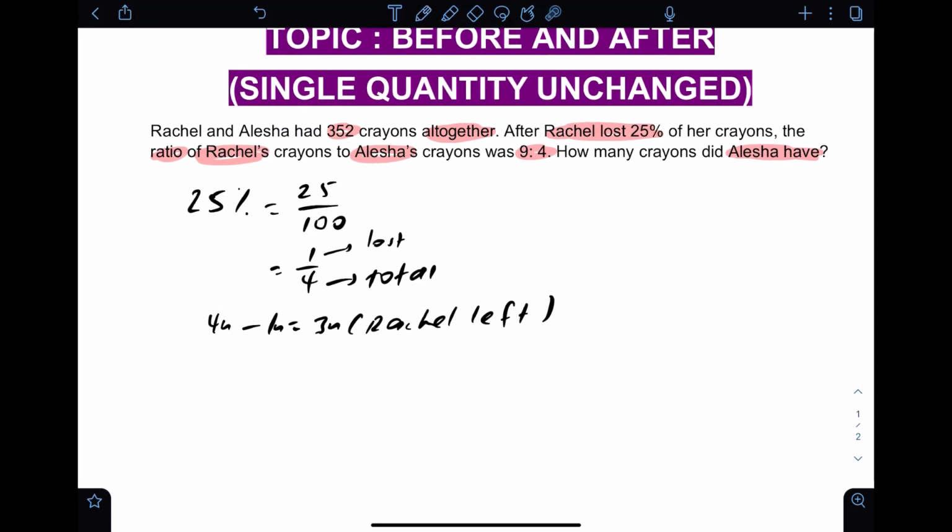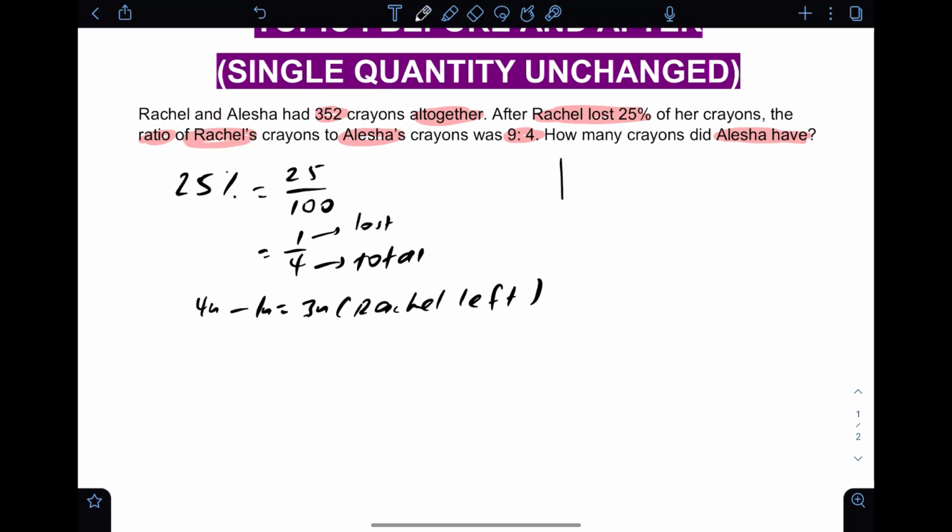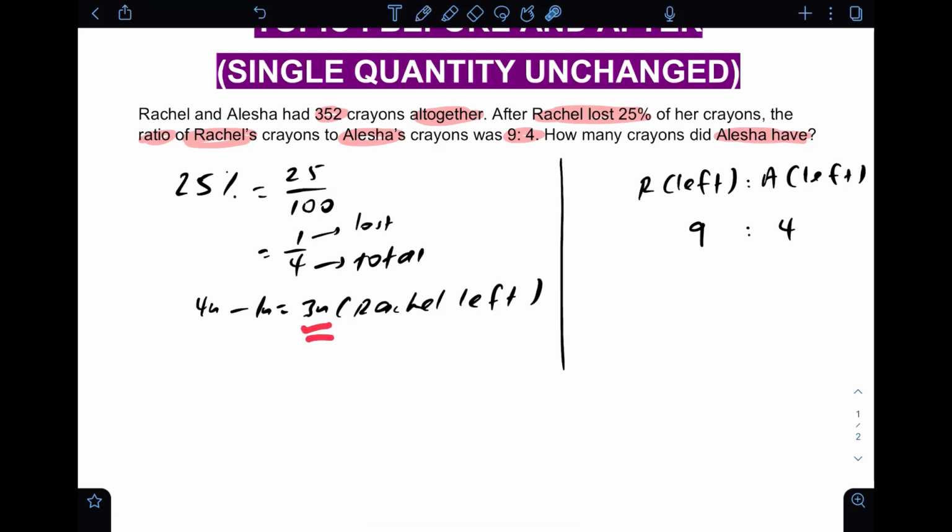But at the end, they mentioned that Rachel had 9 units. So Rachel left is to Alicia left. This will be 9:4. Alright, so Rachel cannot be left with just 3 units. She's left with 9 units actually.